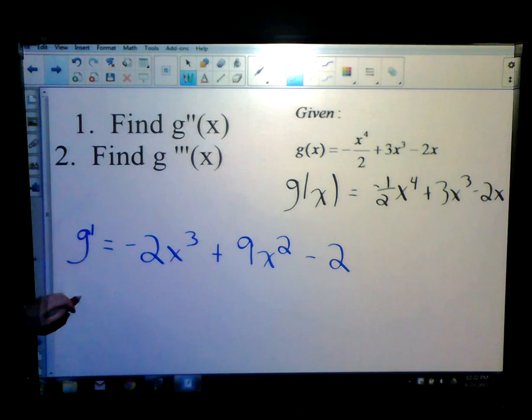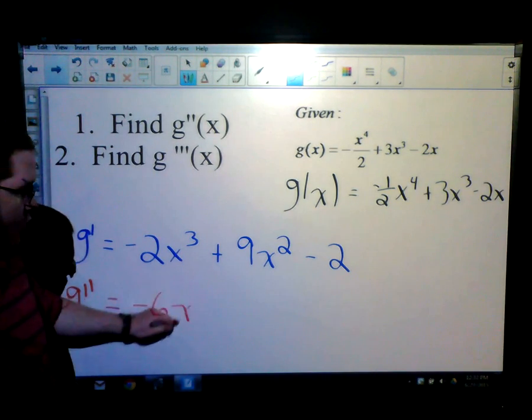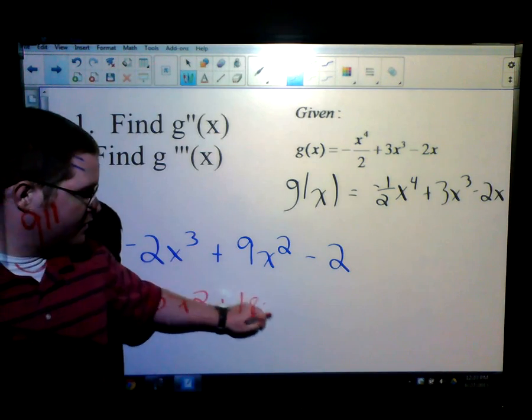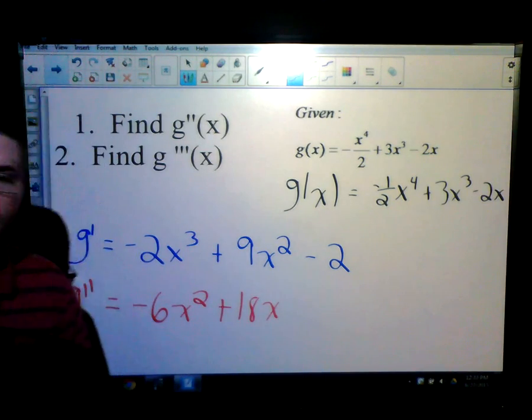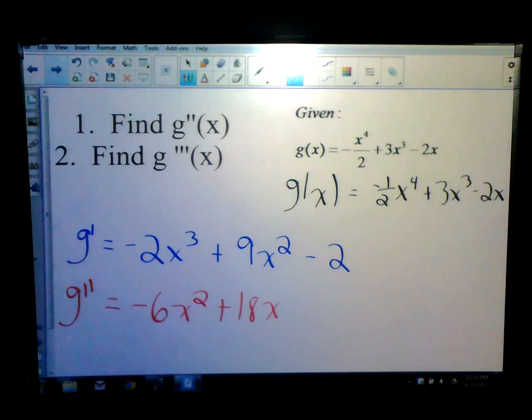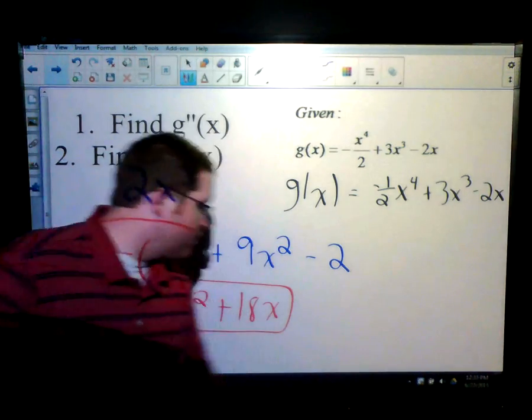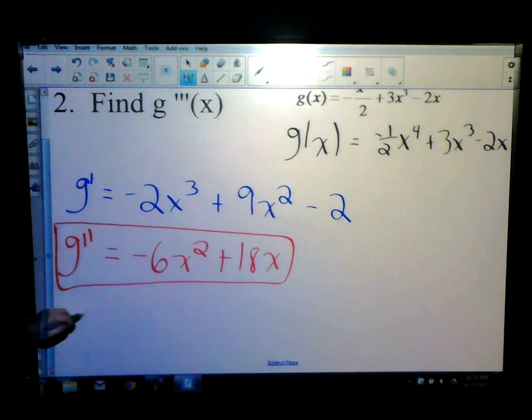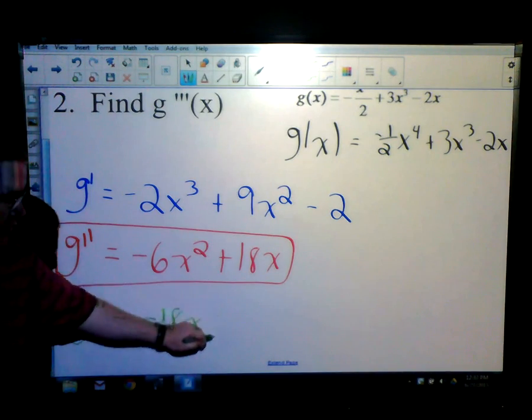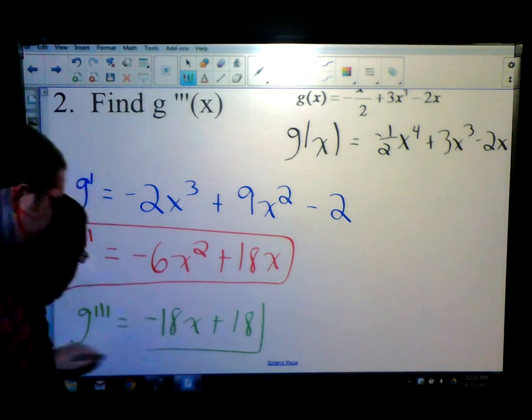Now g double prime. Take the derivative again. Negative 6x squared plus 18x. The minus 2 goes away because there's no derivative of a constant. So that's the second derivative. Third derivative, take the derivative of that. Negative 18x plus 18.